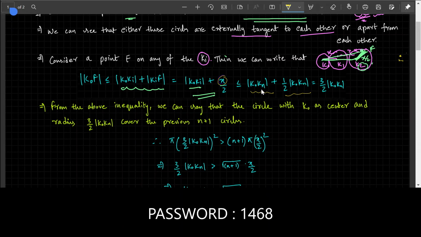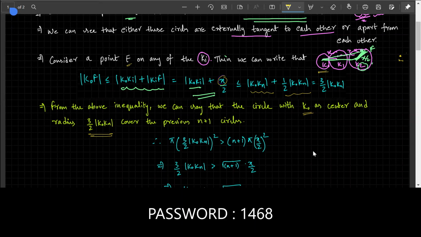What can we infer from this? Right, so f is any point on the ki, so i can even be n, isn't it? So if I take any point on any circle, let us consider f point at any of the circles, and k naught is the center of the very first circle, this one. So the distance between that point f and k naught will be less than or equal to 3 by 2 k naught kn. That means all the points are covered with the circle with center k naught and radius 3 by 2 mod k naught kn. Fine. So I hope you people got this point.